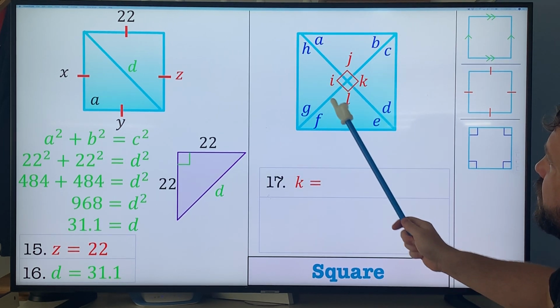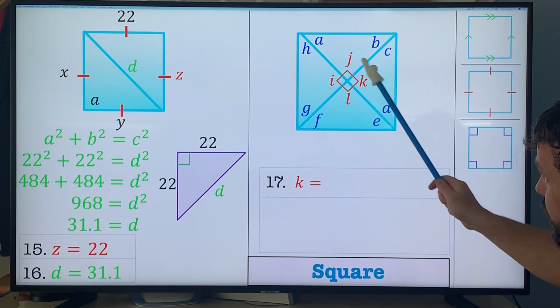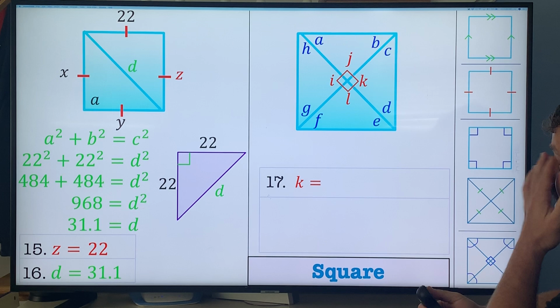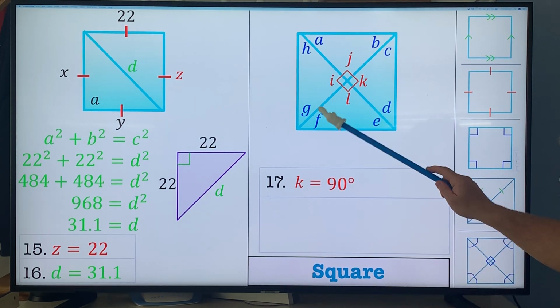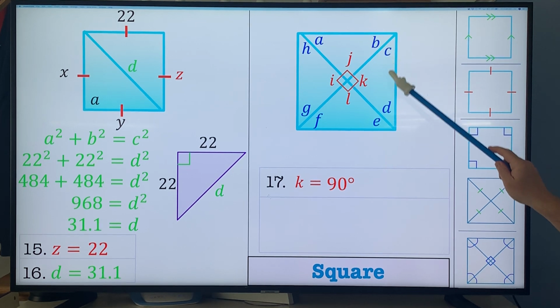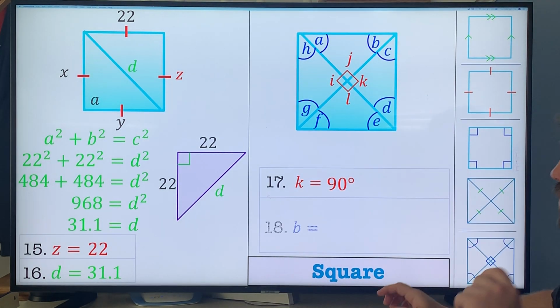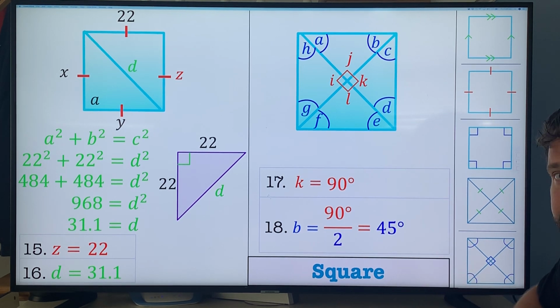Now, this is another simple part of the square. We know that all the diagonals bisect each other, but the diagonals here also are perpendicular. So I, J, K, and L are all equal to 90 degrees. And we also know that these diagonals bisect the corners, which are all 90, and 90 divided by 2 is 45. So A, B, C, D, E, F, G, and H are all 45 degrees. Good.